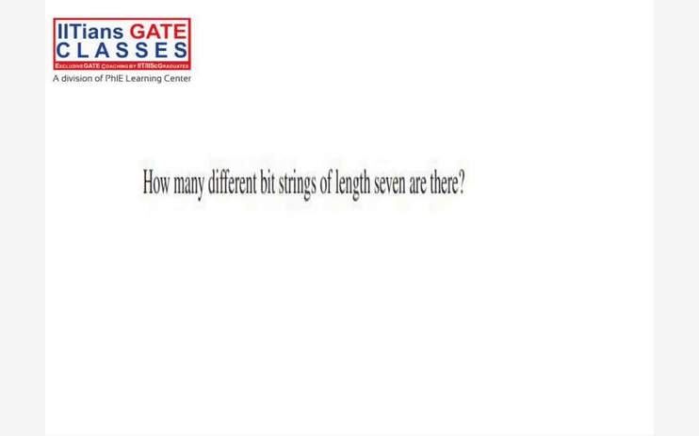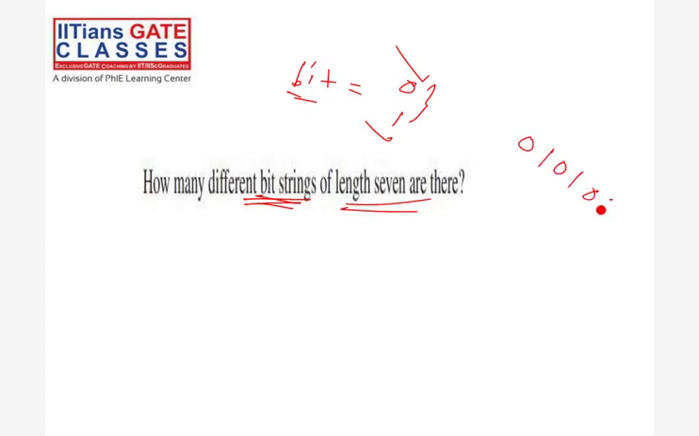Okay, let's take this next question and solve it. How many different bit strings of length 7 are there? What do we mean by a bit string? We already know what a bit is: 0 or 1, so a bit can either be 0 or 1. For example, 0 1 0 1 0 0 0 is a bit string of length 7.